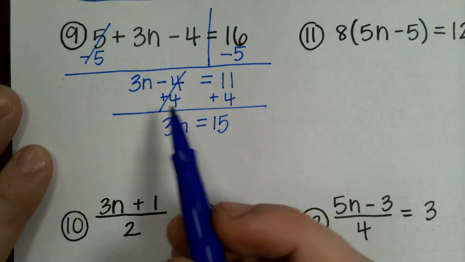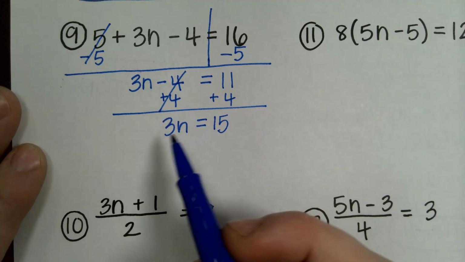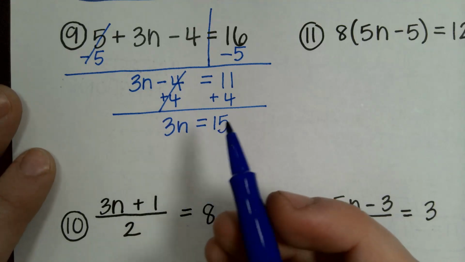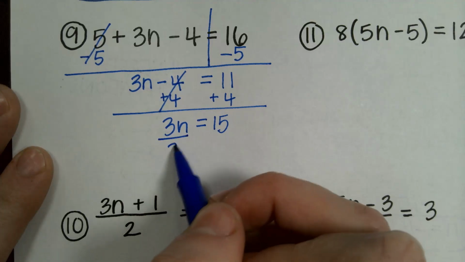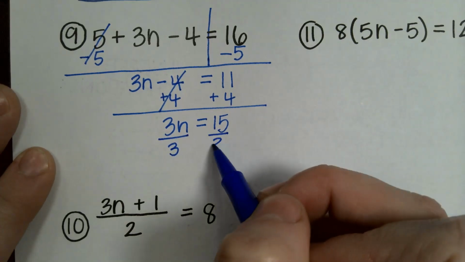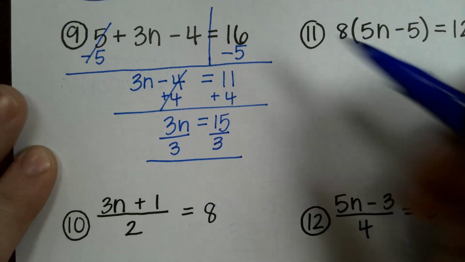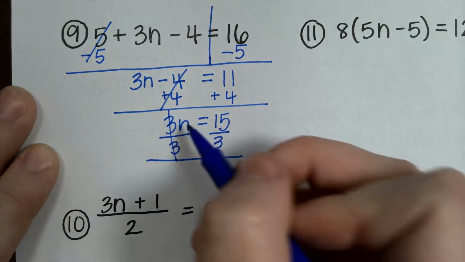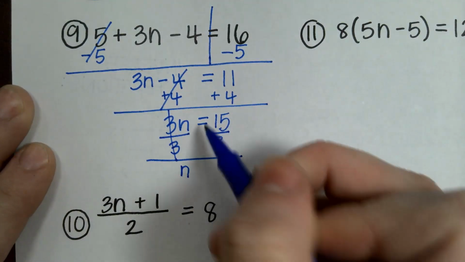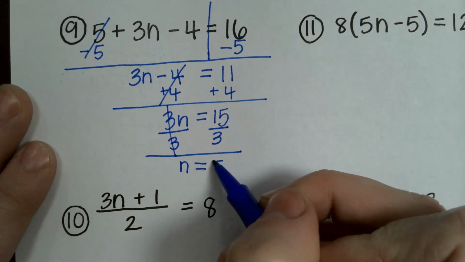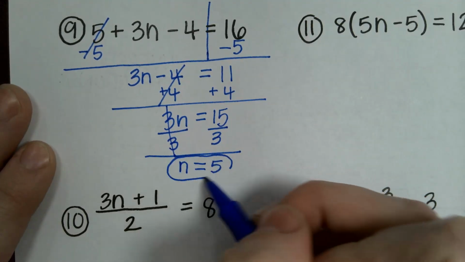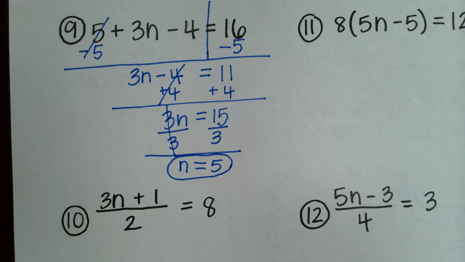And remind me, guys, what is happening here? 3n? Multiplication. So how do we get rid of it? We divide. So divide by 3 on both sides. Those 3's are gone. And I'm left with n equals what? 5. Good job. And then I circle my answer. All right, any questions on number 9?